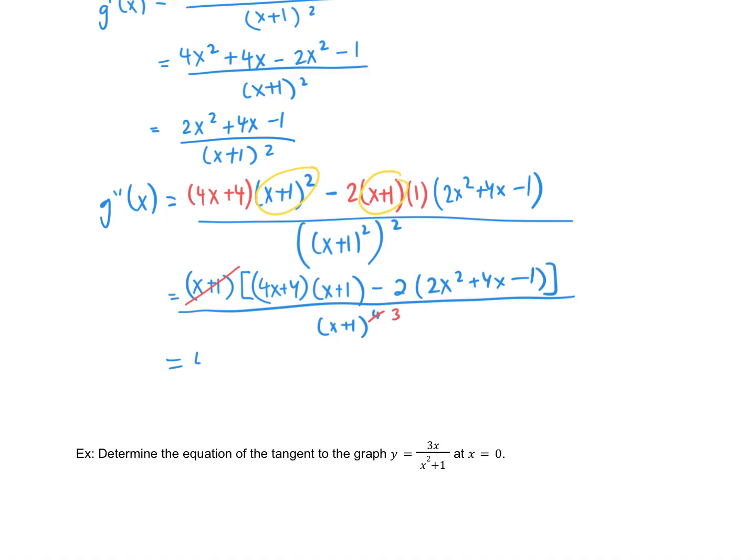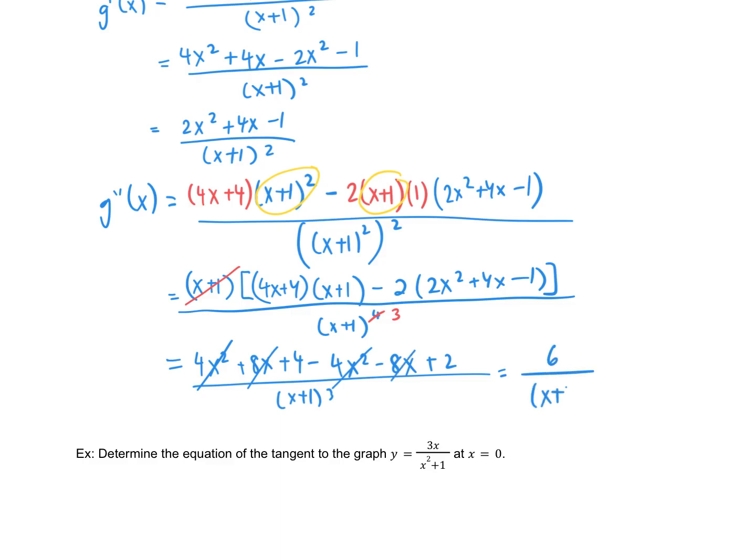Okay, let's deal with that numerator. 4x squared plus 4x plus 4x, so 8x plus 4, minus 4x squared, minus 8x plus 2. And now, clean up that numerator. 4x squared is cancelled out. Ooh, the 8x is cancelled out as well. So just 6 over x plus 1 cubed. And my restriction, x can't be negative 1. Perfect. So this was really just an exercise, not just the quotient rule, but cleaning up our functions.